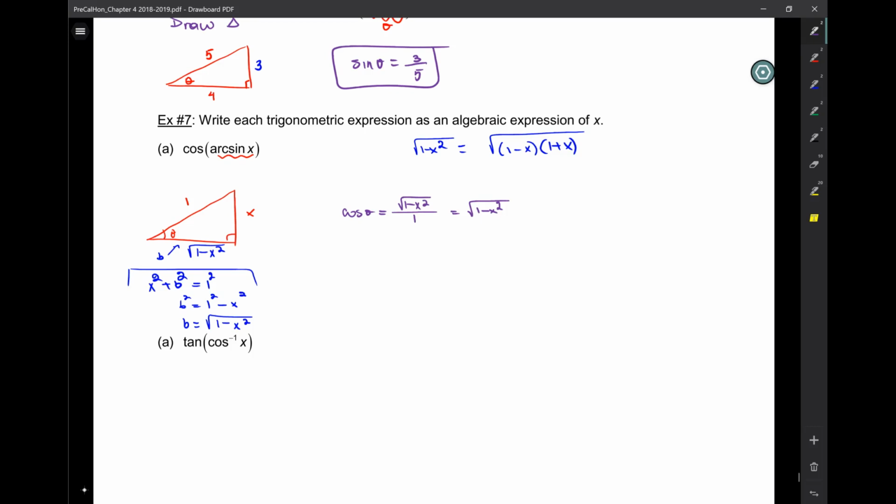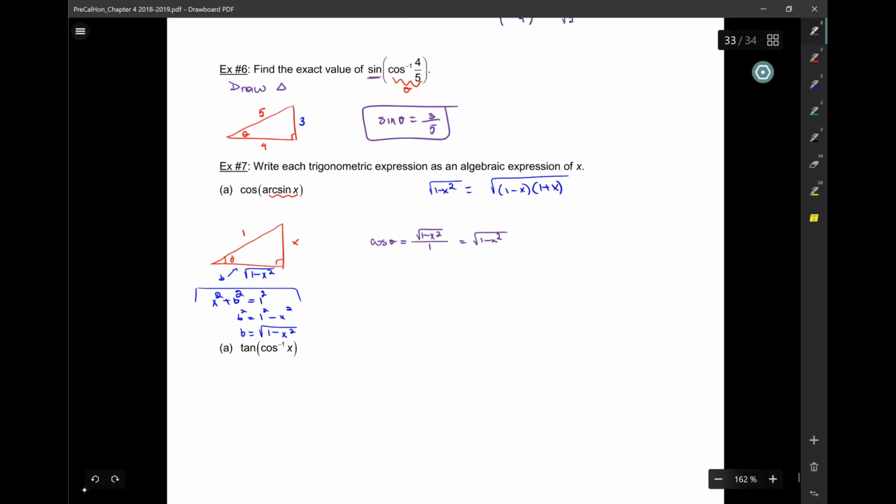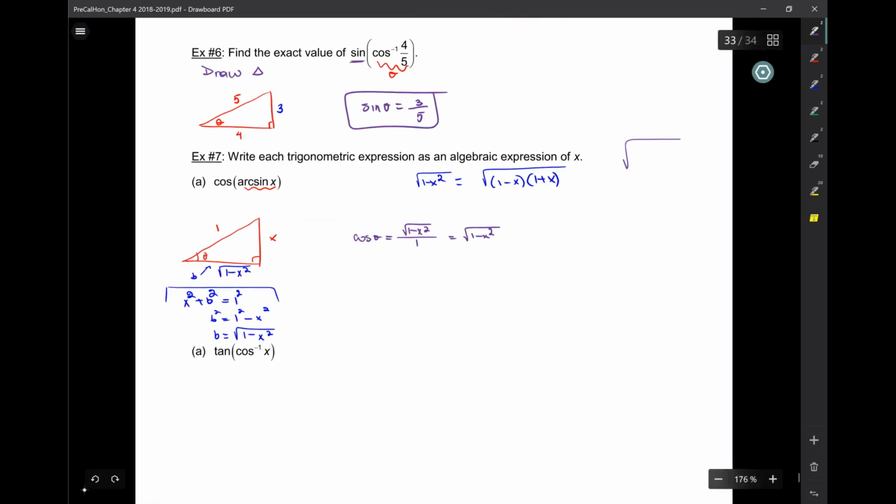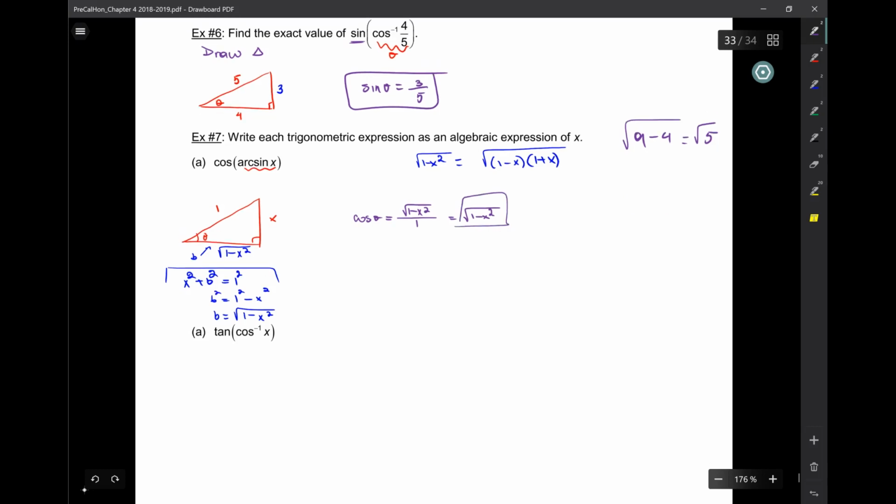So think about that. If you have the square root of 9 minus 4, that's the square root of 5. Is that right? You can't say that that's the same as like 3 minus 2. Right? You can't just take the square root of the 9 and then say that that's 3 minus 2. Okay, so that's the cosine there.